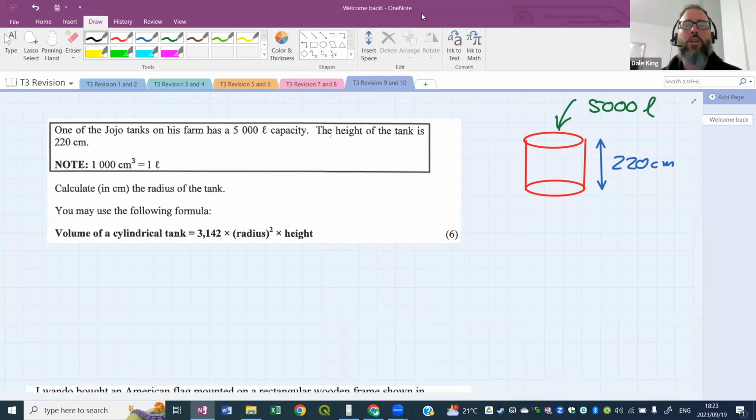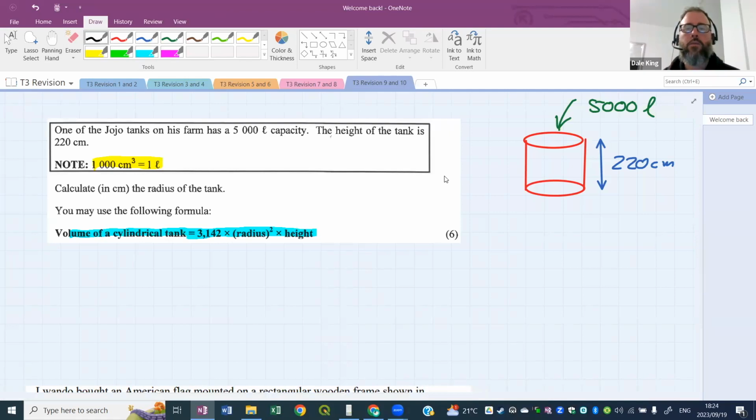Yikes. Who's got an idea? There's all the information. 5,000 liter capacity, 220 centimeters high. They give us all that information. They also give us this conversion. That's probably going to be needed. And they give us the formula for volume of a tank. Guys, what do I do? Anybody got an idea?